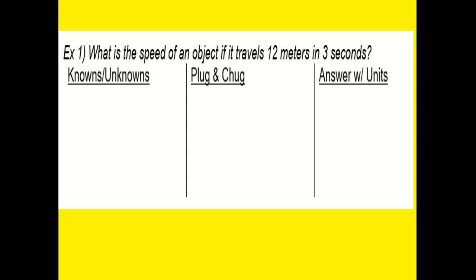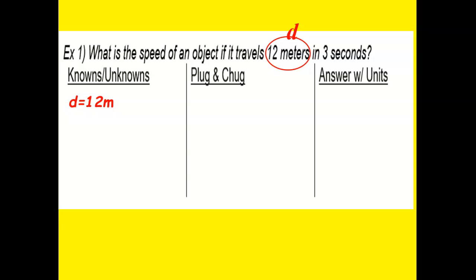The first one is, what is the speed of an object if it travels 12 meters in 3 seconds? First thing is to identify what you've been given. 12 meters is your distance. So you're going to list it out. You either circle it and identify it as distance by putting D, or you write it out. The preferred method is for you to write it out. D is equal to 12 m. If you do not have your units, you're going to lose easy points.